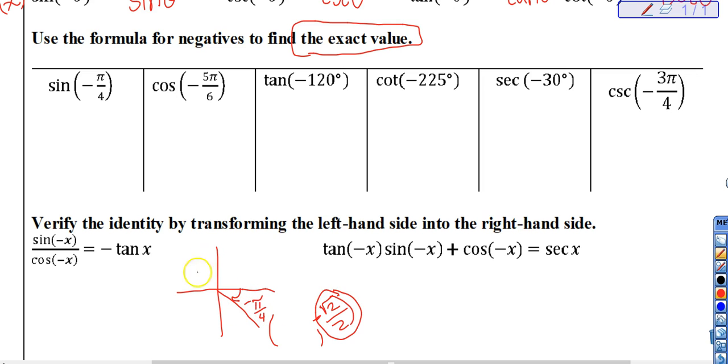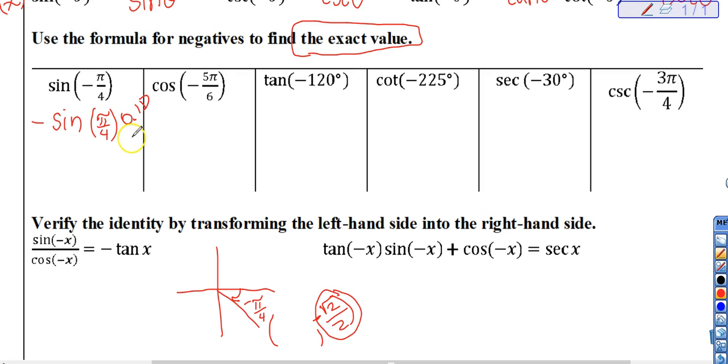That's what it should be, based upon my picture and based upon what I know about a negative pi over 4. But it says use the formula for negatives. So here's what we talked about. The sine of negative pi over 4 is equivalent to what? The negative sine of pi over 4. And when your theta, whether in degrees or radians, is in fraction form, put parentheses around it.